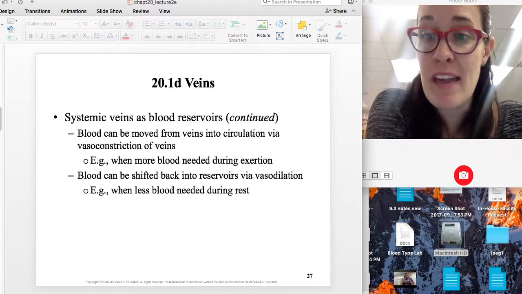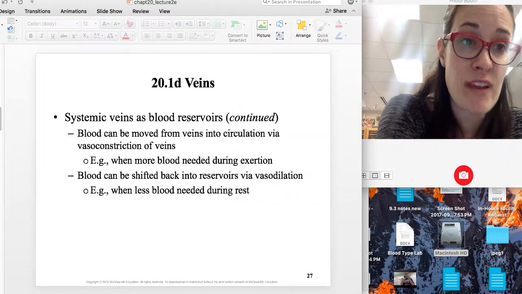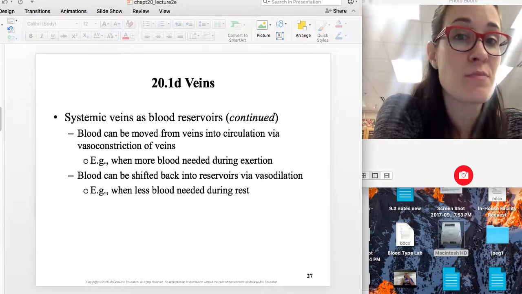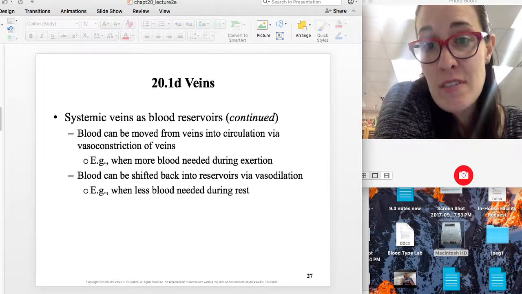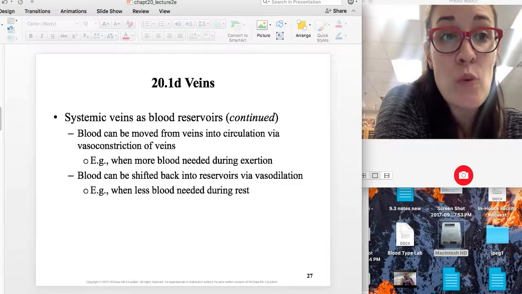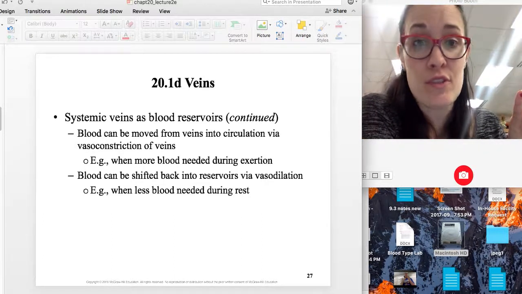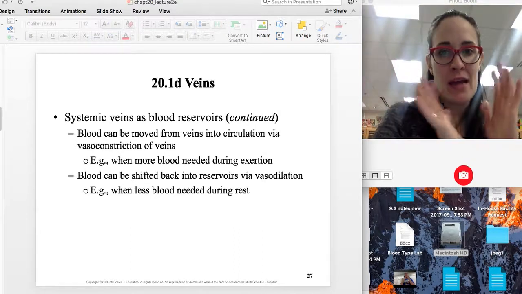So these systemic veins, 55% of your blood right now is in the systemic veins, or veins in the other part of your body besides your lungs. They serve as blood reservoirs. And in times of need, blood can be moved quickly from those veins, those systemic veins, into circulation. When they start to constrict, it will start to push blood back up towards the heart.